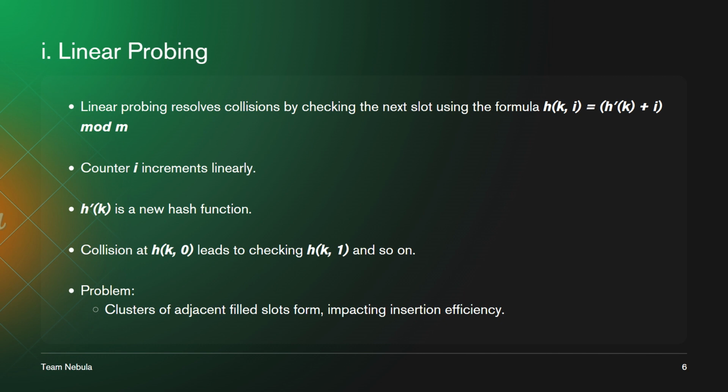The problem with linear probing is that a cluster of adjacent slots is filled. When inserting a new element, the entire cluster must be traversed. This adds to the time required to perform operations on the hash table.